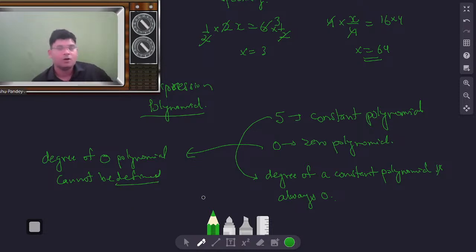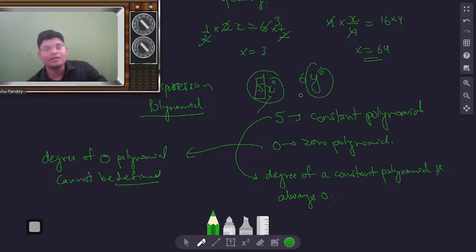Why? Because see this. Can I write 5 as 5x to the power 0? Yes, sir, but it will be equal to 1. No, it will be equal to 5, dear. x to the power 0 is 1, but 5 into 1 is 5 only. Can I write 6 as 6y to the power 0? Yes, sir, it will be equal to 6. So any constant polynomial can be written with any variable with the power 0. So the degree of a constant polynomial is always 0.